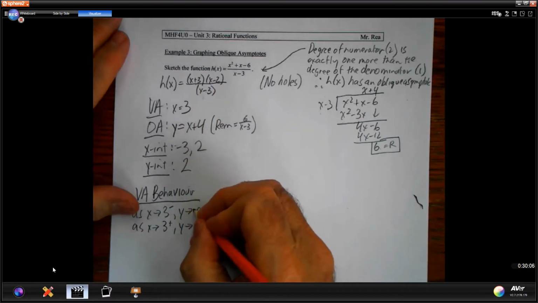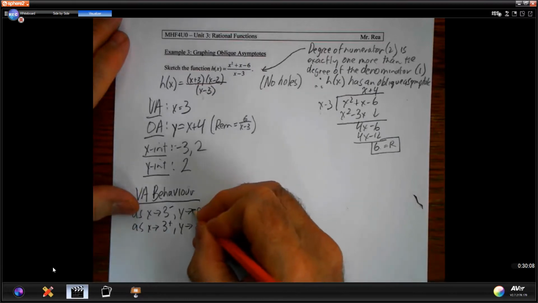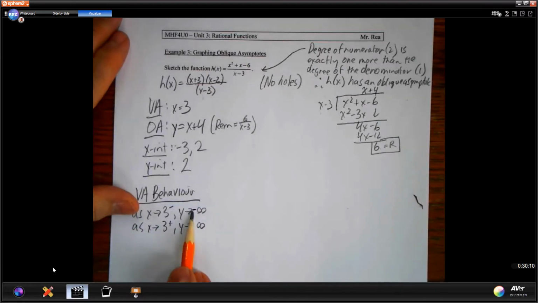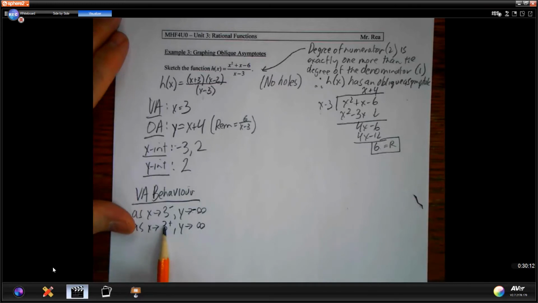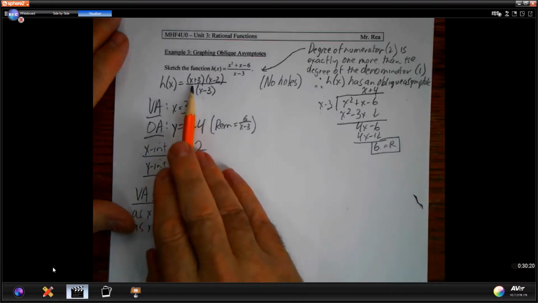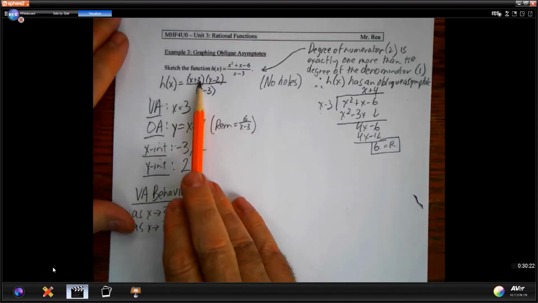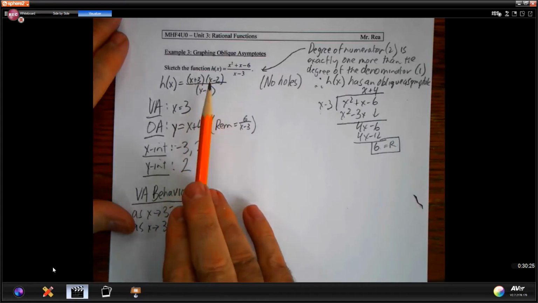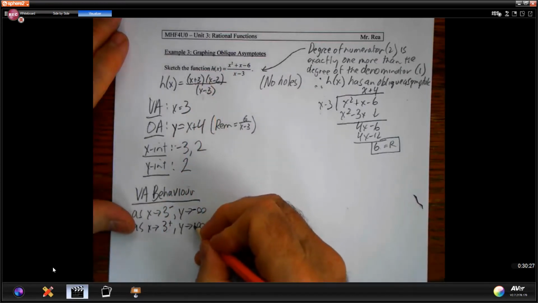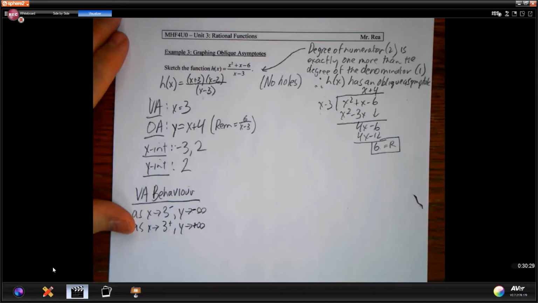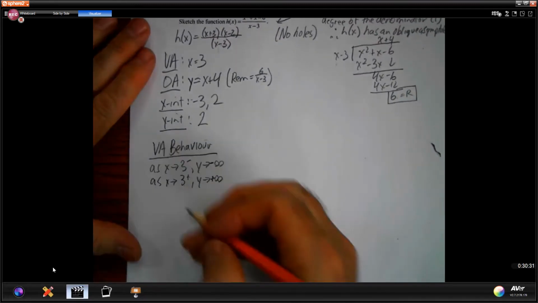So this will be approaching negative infinity. Negative sign there. If I plug in a value to approximate approaching 3 from the right side, I would use 3.01. If I plug in 3.01 for each of these, I get positive, positive, positive. So that results in heading towards positive infinity. Now here's the new part.